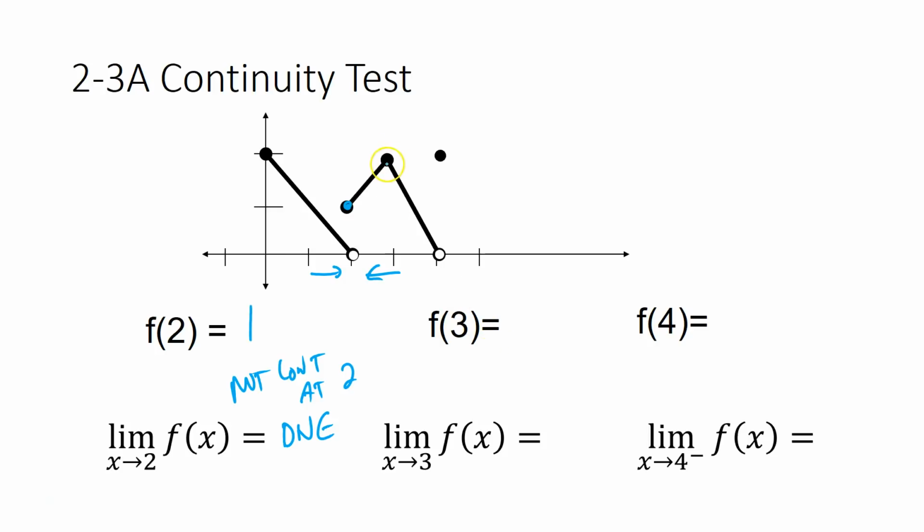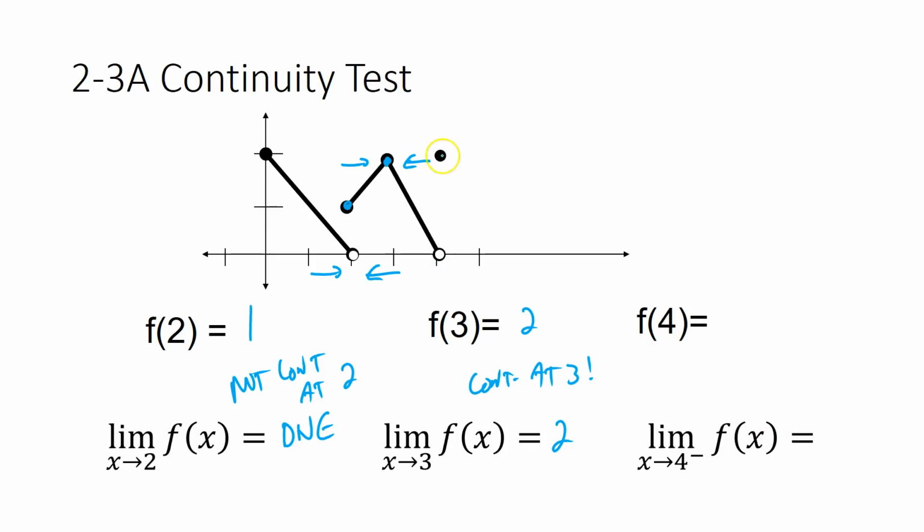At 3, 3 is right here. F of 3 is 2. As we approach 3 from the left or the right, even though we have a corner here, some of you might already be thinking about the slopes. Not concerned about that now, just concerned about the continuity. So as you approach 3 from the left and the right, those function values are approaching 2. So we are continuous at 3.